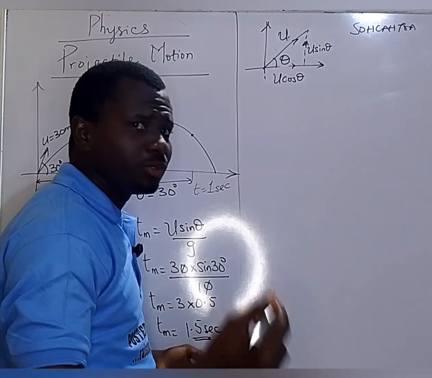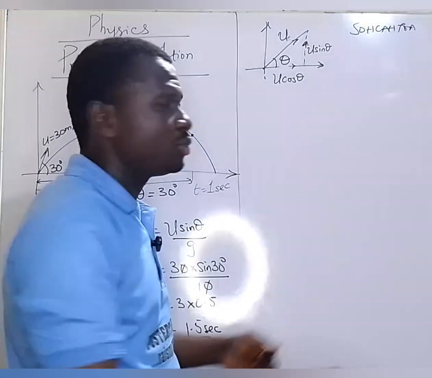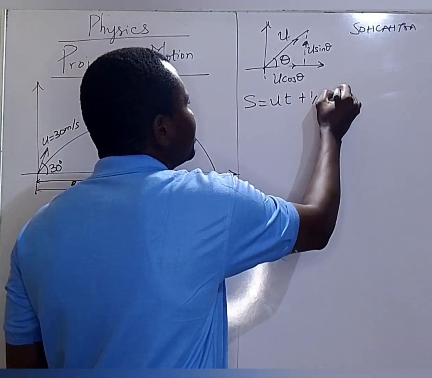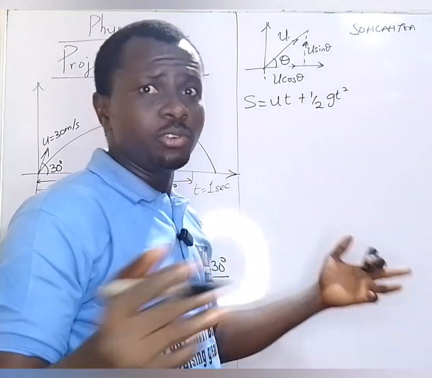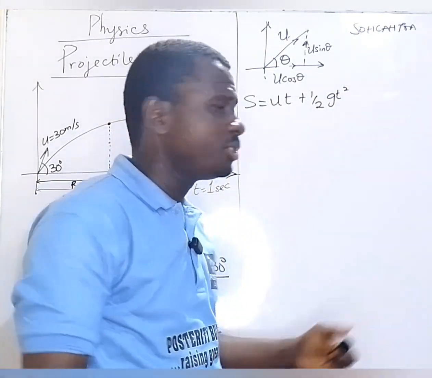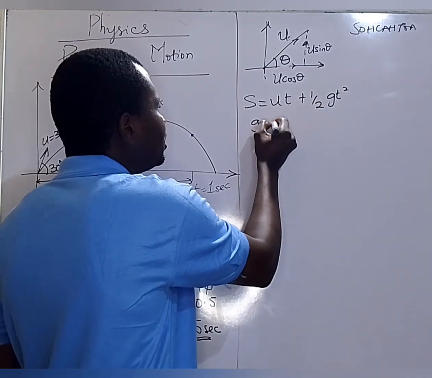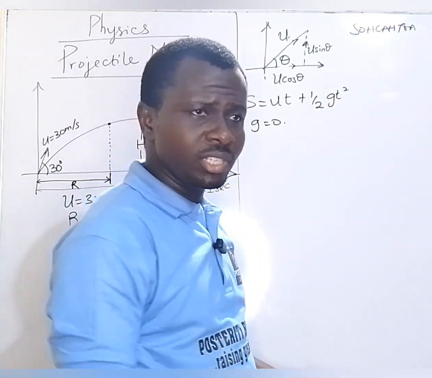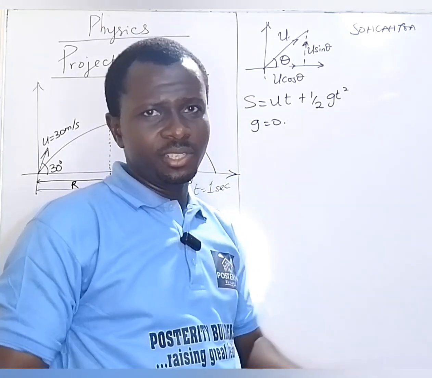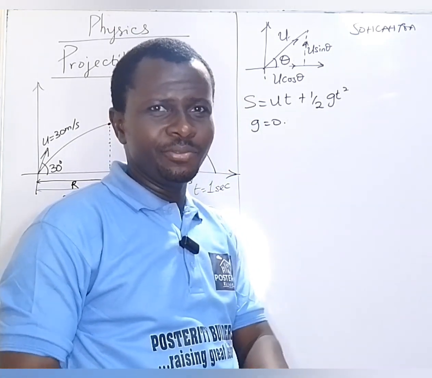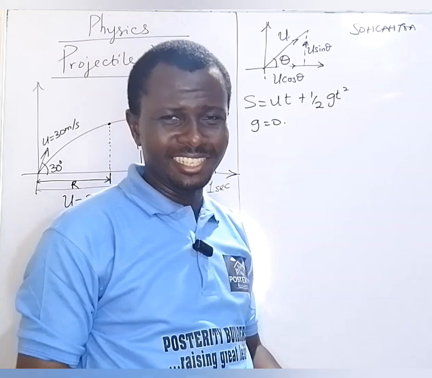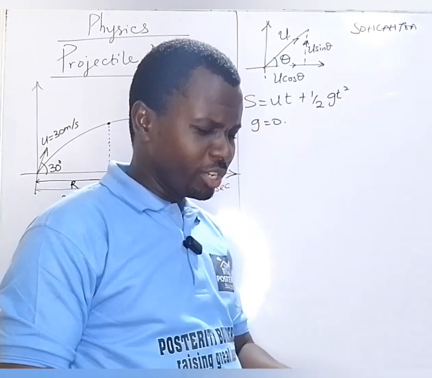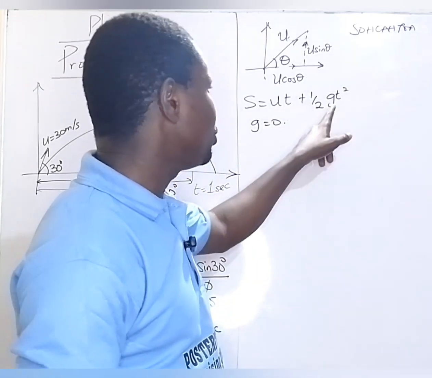Now the general formula we could have used is one of the equations of motion, S equals ut plus half gt squared. But for range, you should know that your g is 0. Why? Because range is a horizontal motion, and gravity cannot affect horizontal motion. There's a popular saying, he that is down need fear no fall. You're already on the ground, moving horizontally. It's when you are moving vertically that acceleration due to gravity has effect on you.